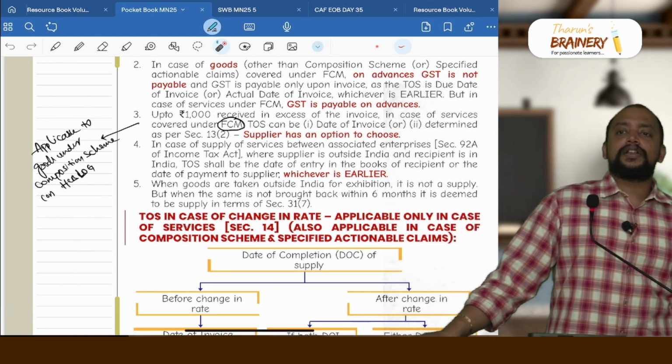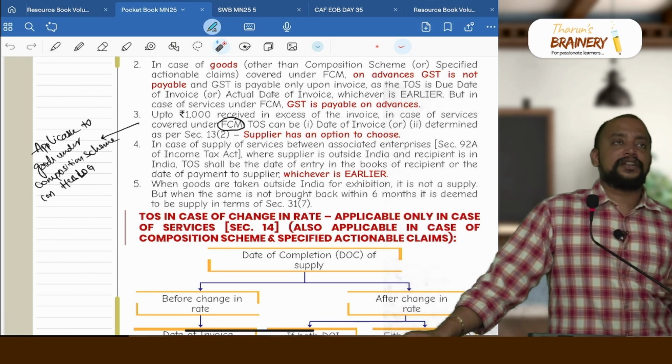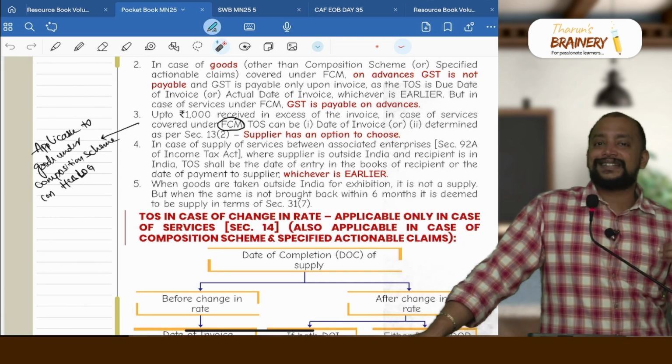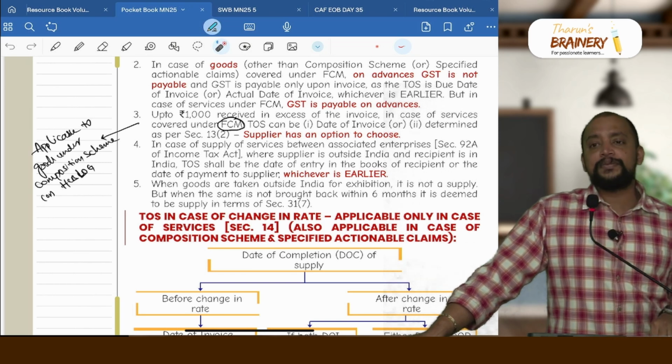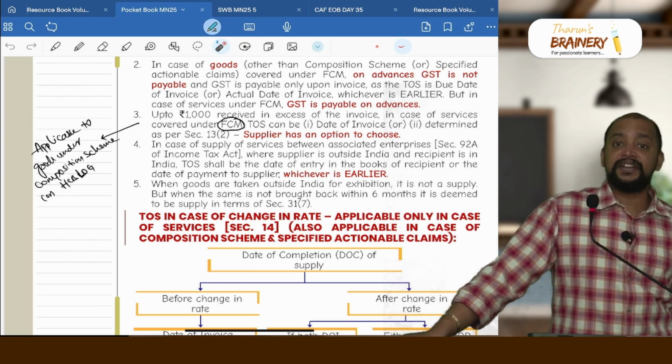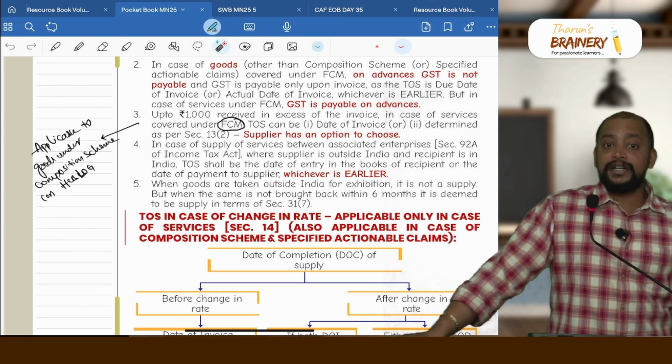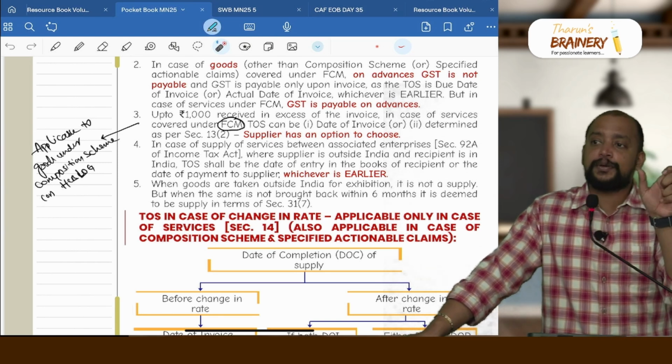If the invoice is for 12,200 but the actual amount received is 13,000, there is some excess amount received. For that excess amount, we have to pay GST based on advance. But the problem is that we don't have to pay GST now. We can pay GST at a later point of time. There is an option available to the supplier. But this option is available only if the excess amount is up to 1000.